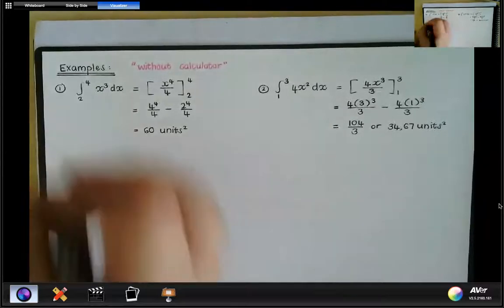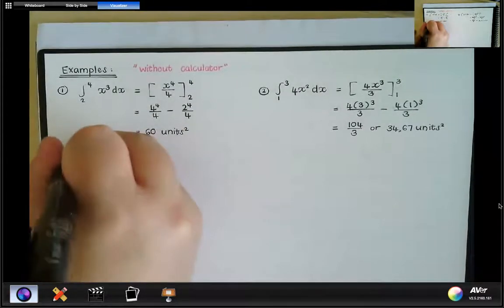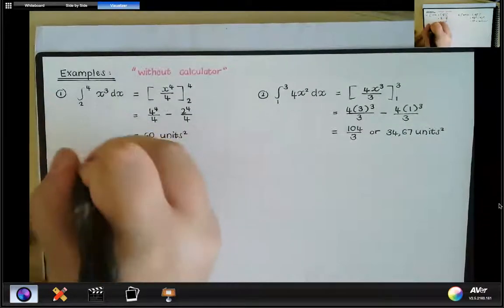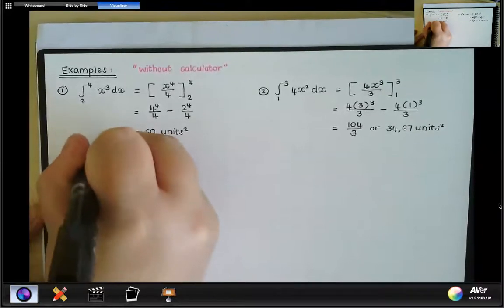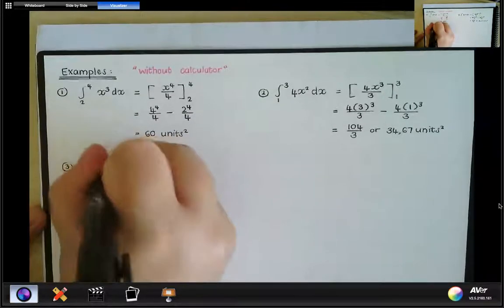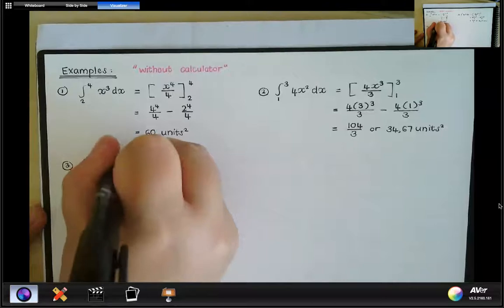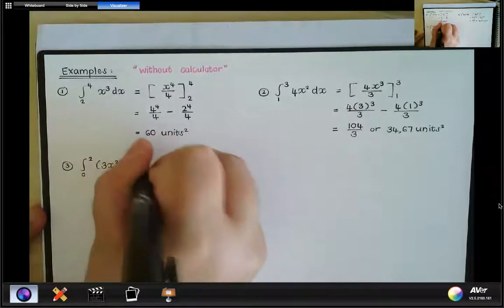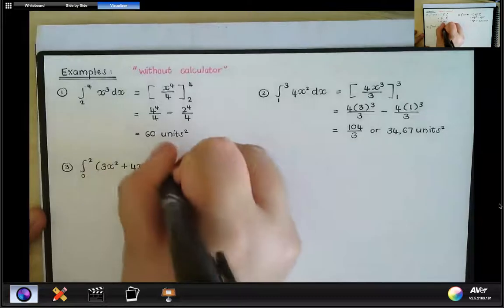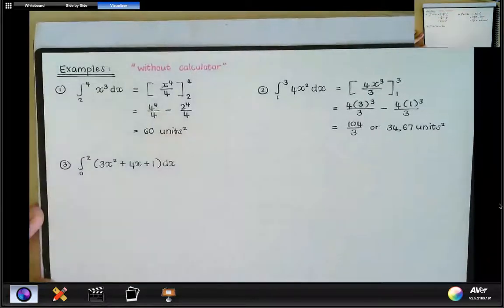Just want to do one where we have more than one term we need to integrate. So if we are going from 0 to 2 of 3x squared plus 4x plus 1 dx.